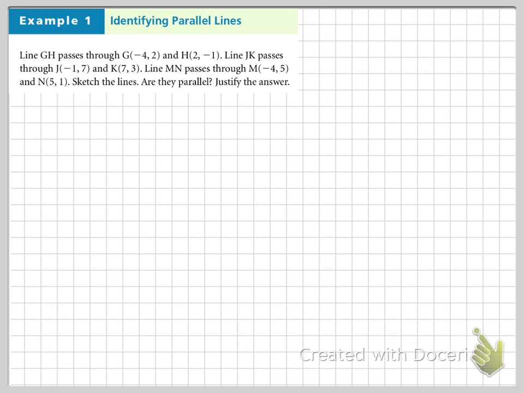So let's look at an example. Let's identify parallel lines. Line GH passes through negative 4, 2 and 2, negative 1. JK passes through negative 1, 7 and 7, 3. And then line MN passes through negative 4, 5 and positive 5, 1, sorry. Let's sketch these lines, and are they parallel? Well, we're going to sketch them after we calculate them.